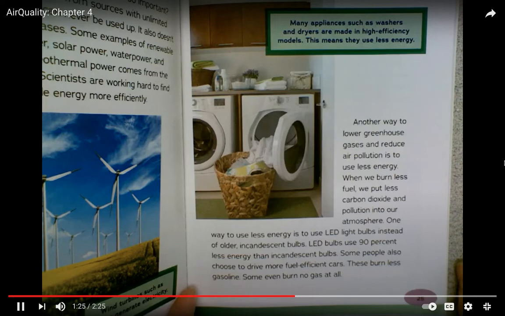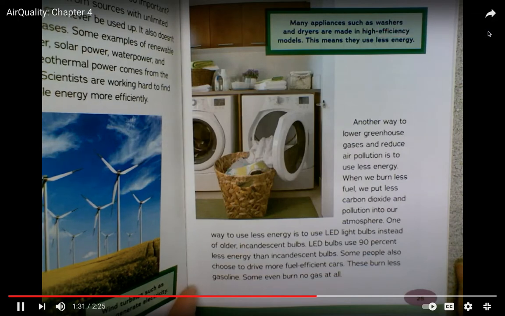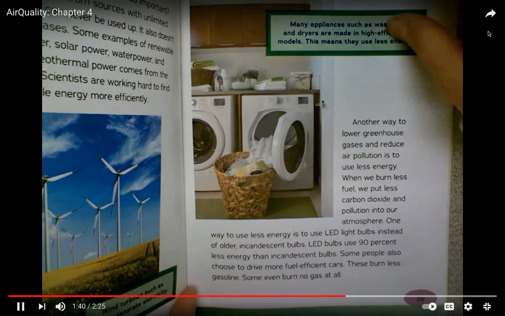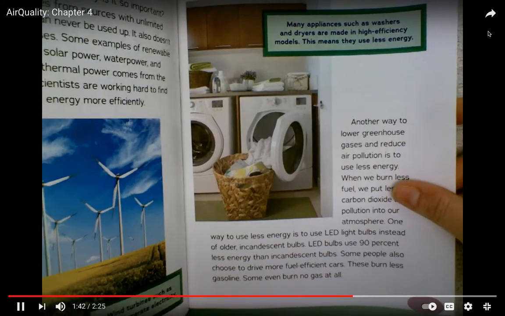One way to use less energy is to use LED light bulbs instead of older incandescent bulbs. LED bulbs use 90% less energy than incandescent bulbs. Some people also choose to drive more fuel-efficient cars. These burn less gasoline. Some even burn no gas at all.